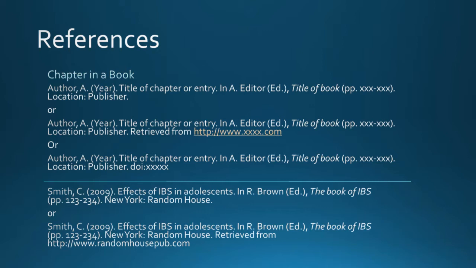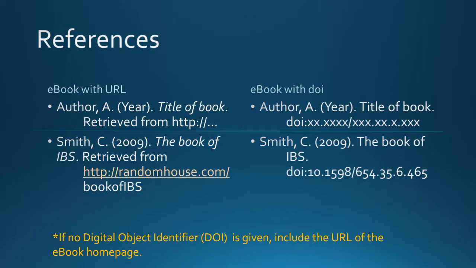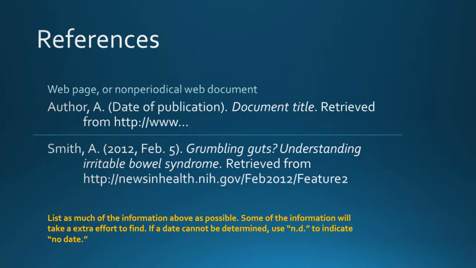Print books require the location of the publisher and the publisher's name. Ebook chapters require a URL or a digital object identifier. Citing ebooks that have no print version is different from print books in that instead of a publisher location and name, you provide the URL the book was retrieved from or a digital object identifier, such as is shown in this slide. If you choose to cite a general web page, format the information as you see on the slide.